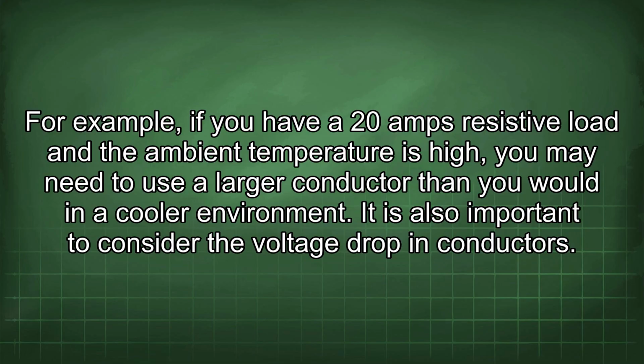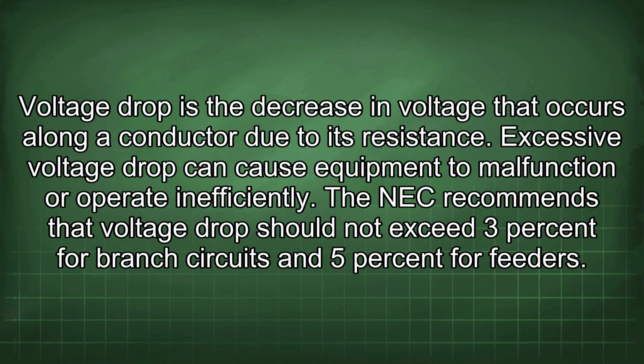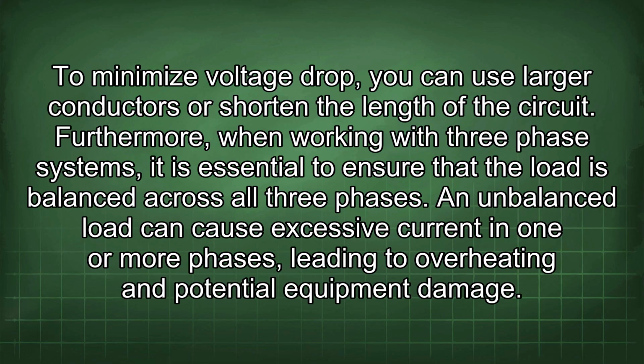It is also important to consider the voltage drop in conductors. Voltage drop is the decrease in voltage that occurs along a conductor due to its resistance. Excessive voltage drop can cause equipment to malfunction or operate inefficiently. The NEC recommends that voltage drop should not exceed 3% for branch circuits and 5% for feeders. To minimize voltage drop, you can use larger conductors or shorten the length of the circuit.